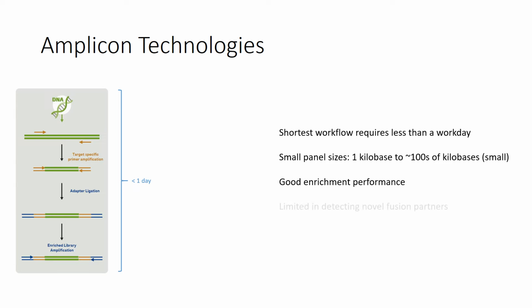One last thing to note, so in some cases, researchers are interested in detecting novel fusion partners. In these cases, if you're looking for fusion genes, and if you don't know one side of the fusion gene, you can't design PCR primers to target that. So because you don't know both sides of what you're looking for, you can't use amplicon technologies to detect novel fusion partners.